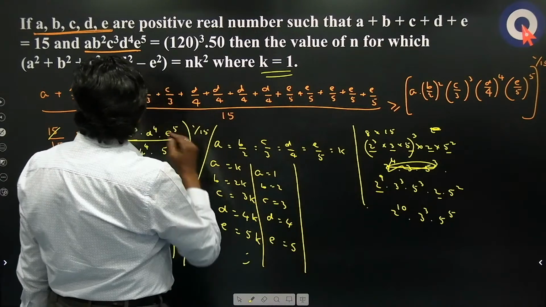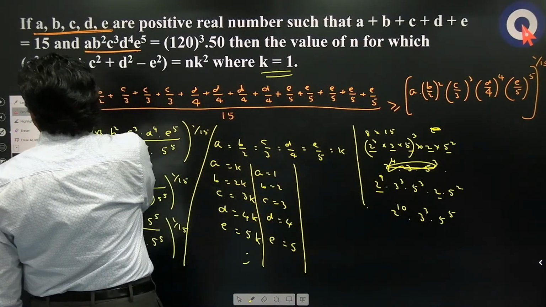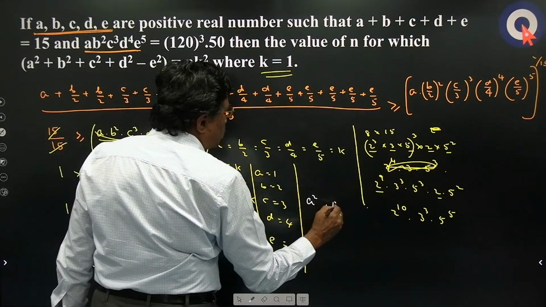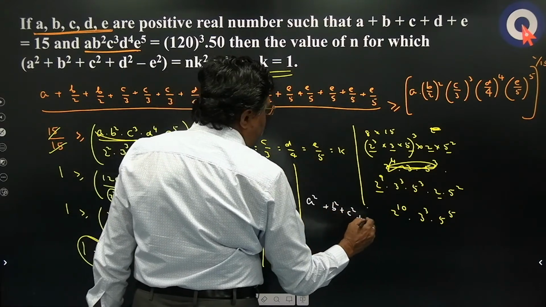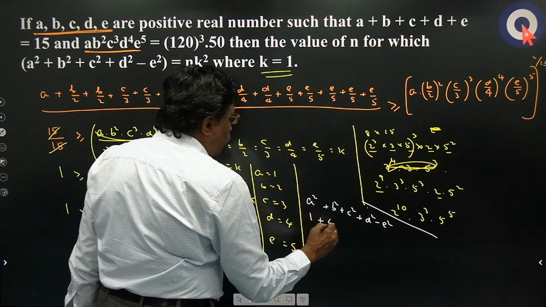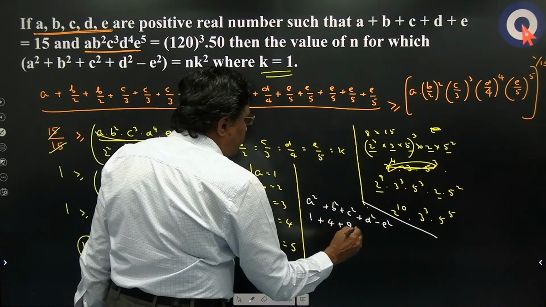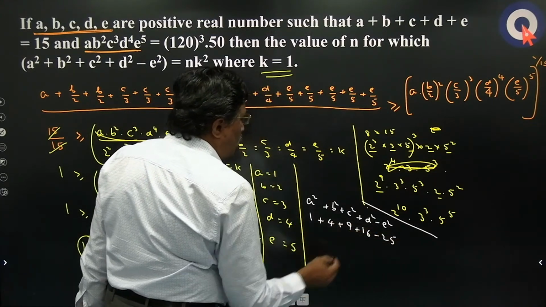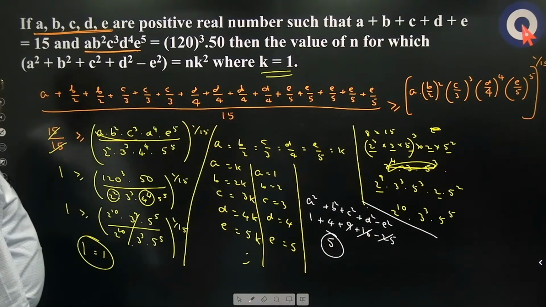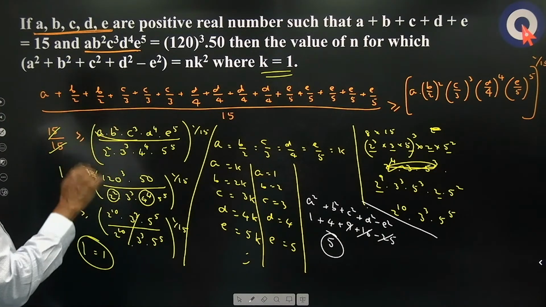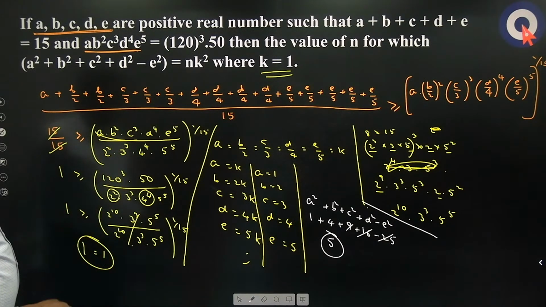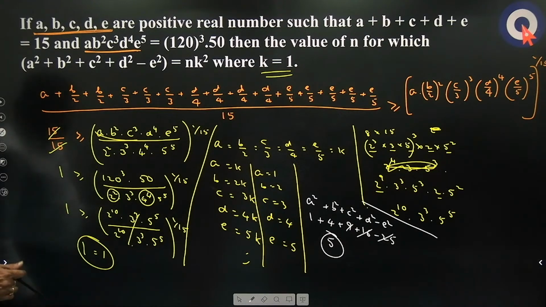So for that, a square plus b square plus c square plus d square minus e square. a square is 1, b square is 4, c square is 9, d square is 16, e square is 25. So what we get is 5. So the final answer is 5. So then the value of n for which this happens, n is equal to 5 or something. All right. So this is the required answer.